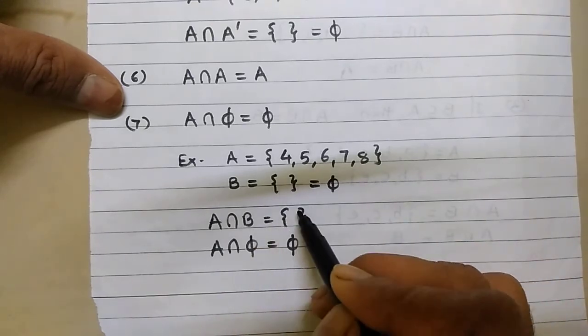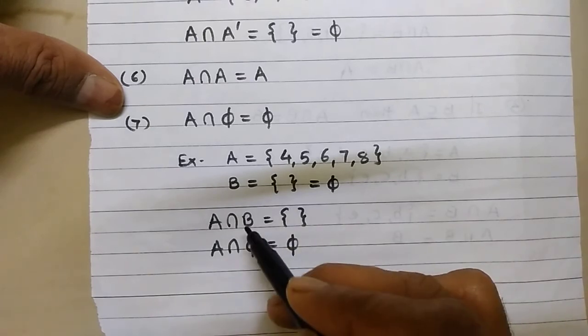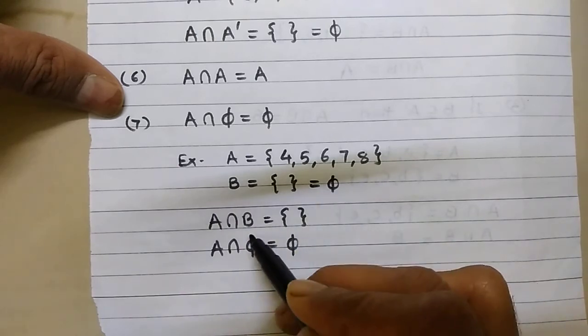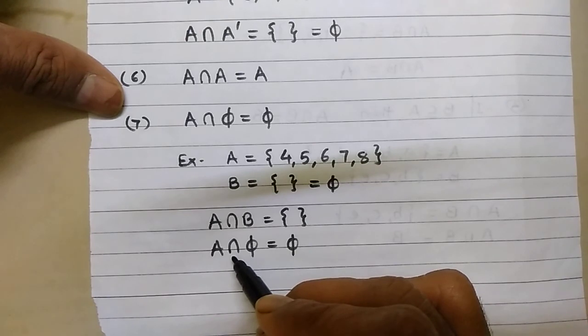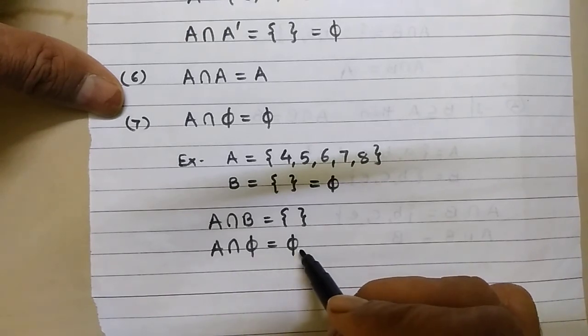This is the empty set. In place of this empty set, I am writing phi. And B is an empty set. That's why I am writing here phi. What is the meaning of this? A intersection empty set is equal to empty set.